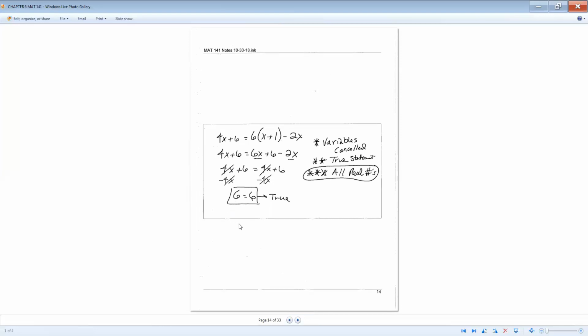Or you could have had 0 equals 0. It depends on what you decided to do with your operations. So 6 equals 6 is a true statement. When your variables cancel and you have a true statement left, that will be all real numbers.